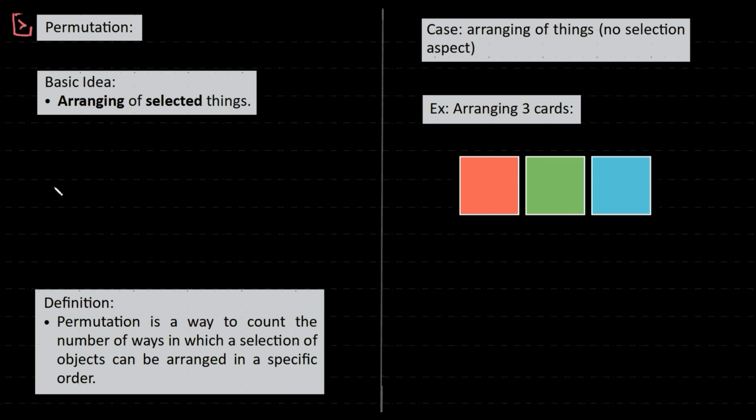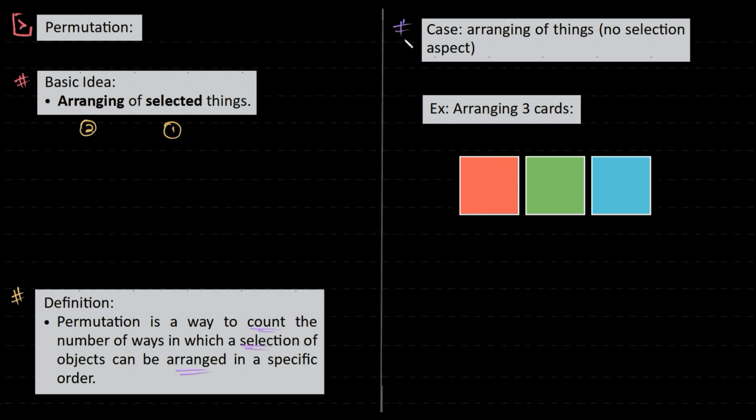Previously, we discussed the concept of selecting and arranging items separately. Now, we'll combine these two ideas into a single concept known as permutation. So basically over here, we are looking at selecting and then arranging of things. As a definition, permutation is a way to count the number of ways in which a selection of objects can be arranged in a specific order. So we're counting how, by selecting items and then arranging them.